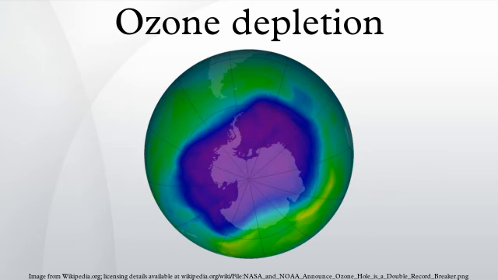On a per-atom basis, bromine is even more efficient than chlorine at destroying ozone, but there is much less bromine in the atmosphere at present. As a result, both chlorine and bromine contribute significantly to overall ozone depletion.